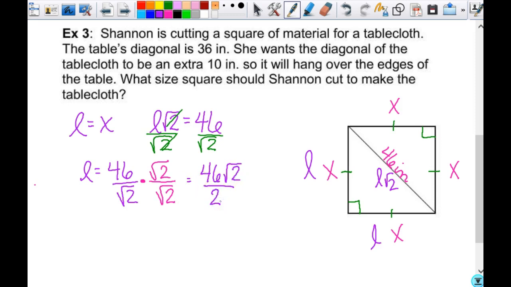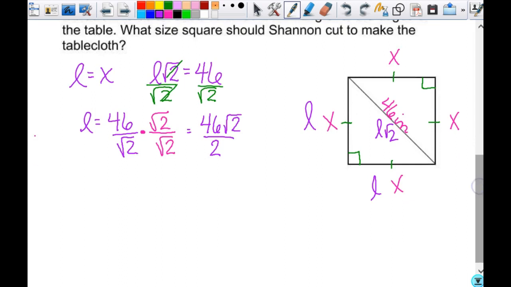2. Can I simplify this? Yes. I do not just knock the 2's out, because that's a big time no-no. But I do get that L equals what? Let's try again. 23 square root of 2. Okay, because since this is even, I can reduce that right there. So that's my L, which is the same as X, right?